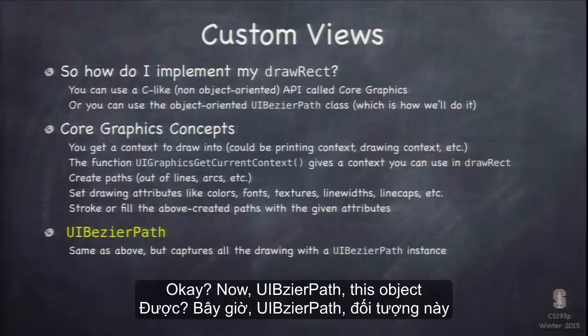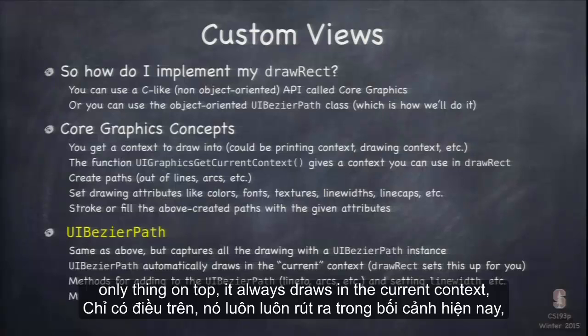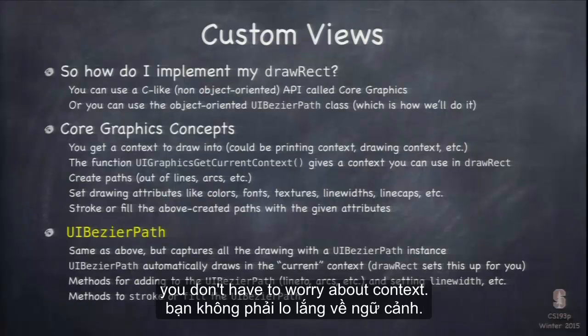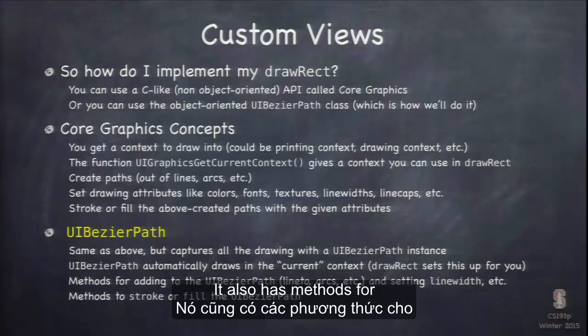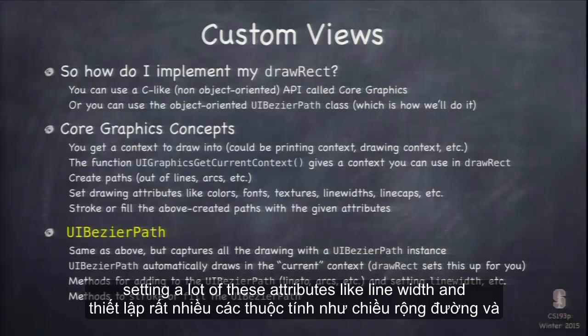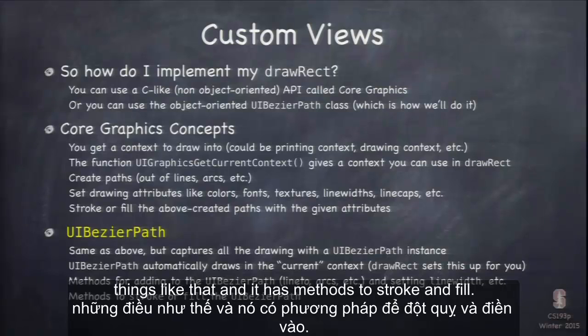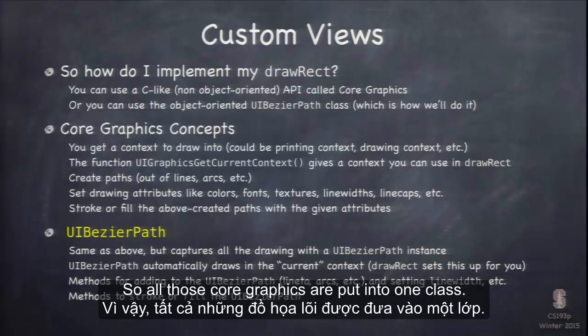Now UIBezierPath, this object-oriented thing on top, it always draws in the current context. You don't have to worry about context. It has methods to do things like lineTo, arcTo to build the path. It also has methods for setting a lot of these attributes like line width and things like that. And it has methods to stroke and fill. So it combines all those Core Graphics things into one class.